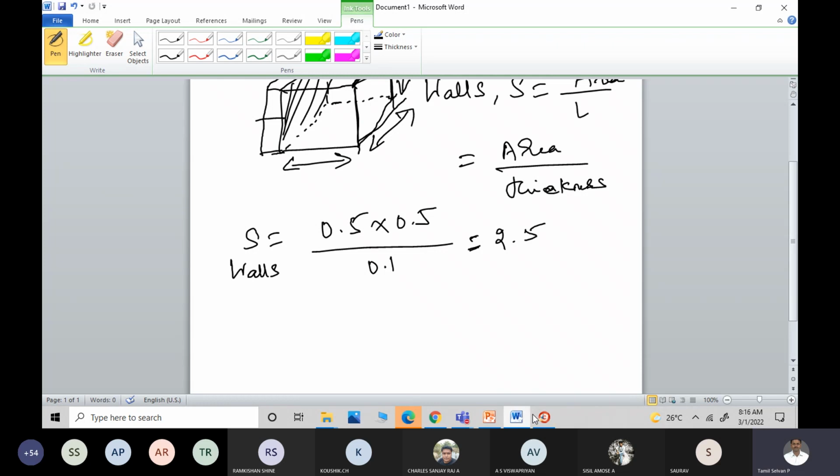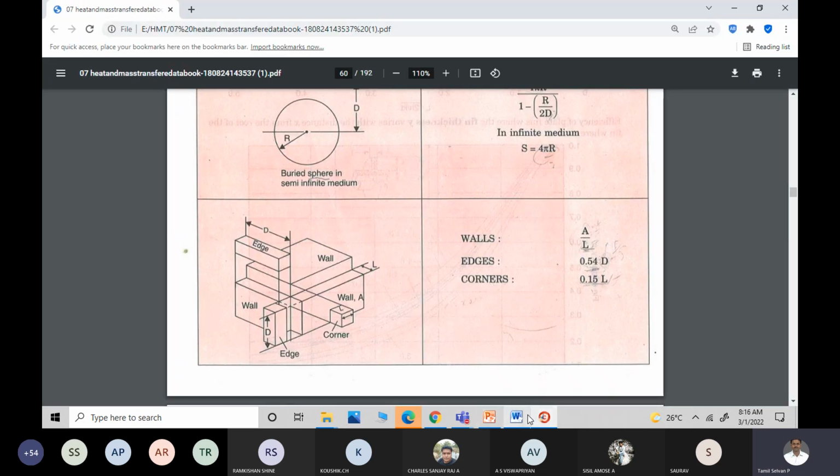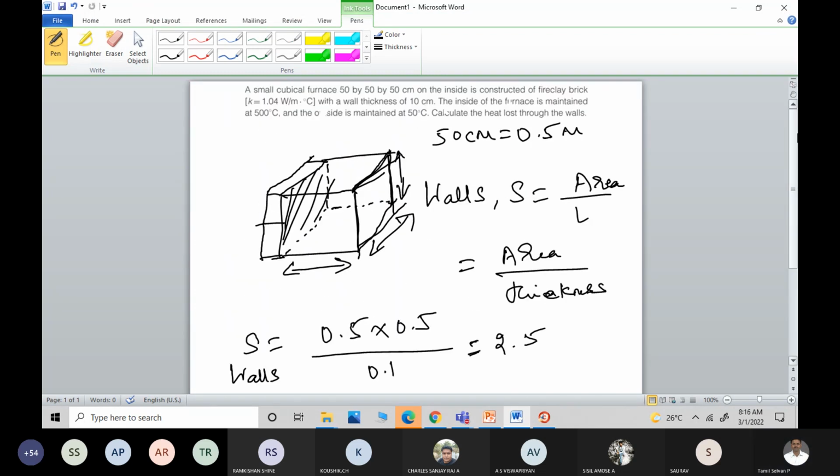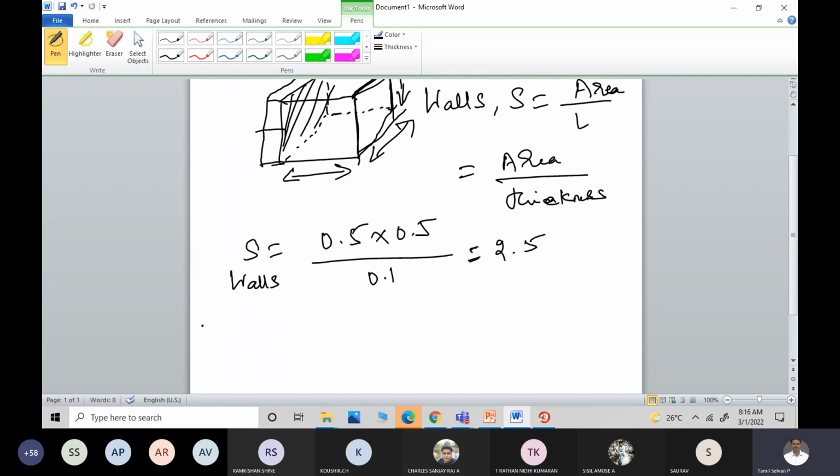Now the second one is for edges. How many edges will be there in a cubicle? Imagine your room as a cubicle. Top 4, bottom 4, 8, and then vertical edges 4. So totally it is 12.